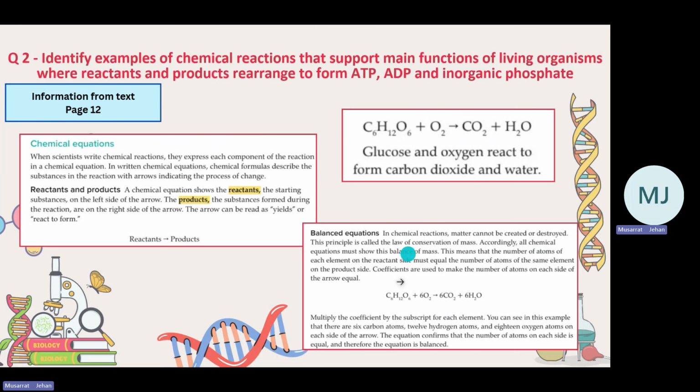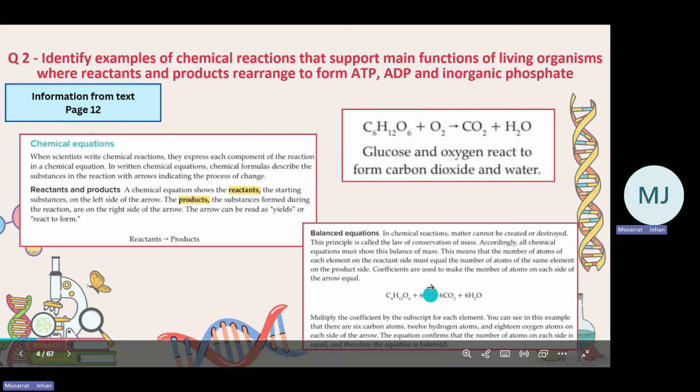Now, to balance it, we write numbers in front of the substance, before the substance. We do not write it in between. We cannot change the chemical formula. And we will write it in such a manner that the atoms of the reactants are equal to the atoms of the products. So here, there are 6 carbons, so we'll add a 6 in front of this carbon dioxide. So it becomes 6 CO2. This number which we write in front is known as the coefficient.